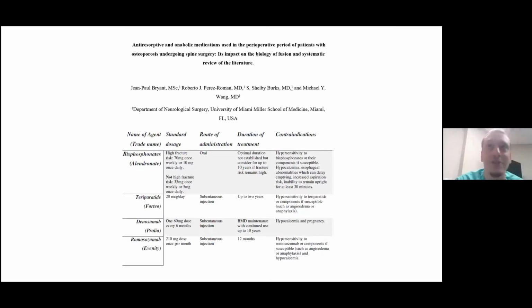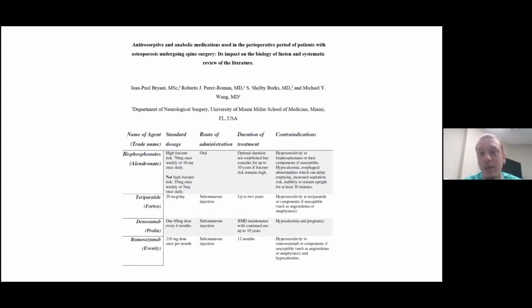Now, first of all, I tried to look at the evidence behind that, and there are no guidelines right now to suggest what we should do with these patients. Do we start the treatment before surgery? What's the optimal bone mineral density that we want before surgery? For how long do we treat these patients?